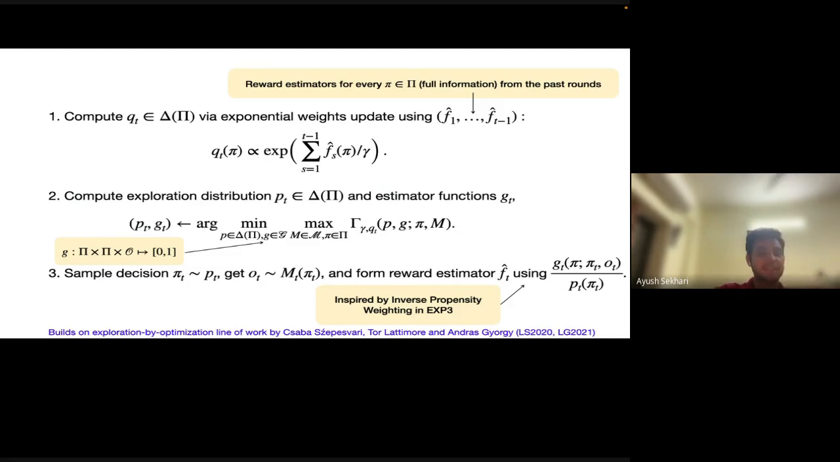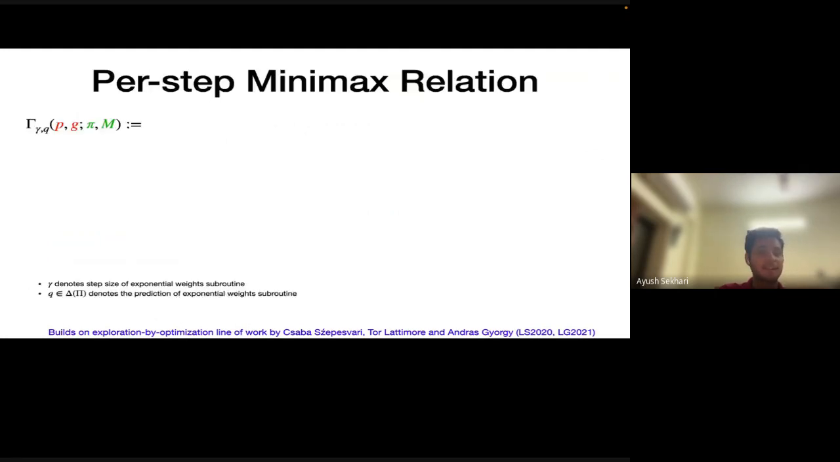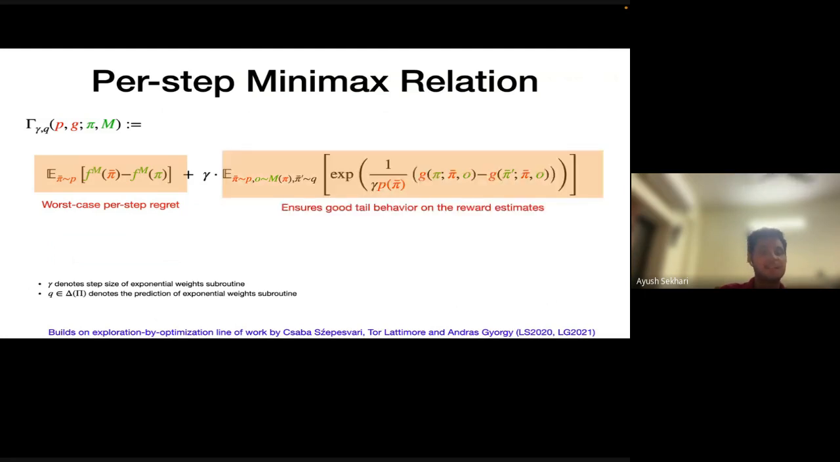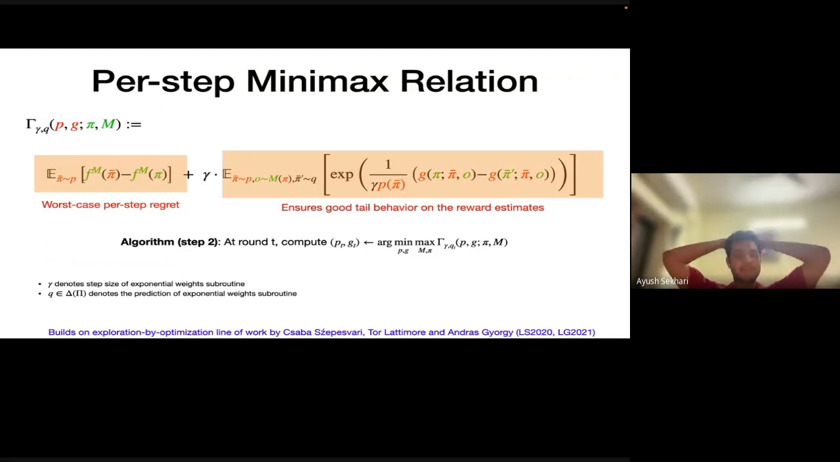Now, on the next slide, I will just flash what this per step optimization problem gamma is. In particular, this gamma has a big expression, but it's simple to interpret. The gamma consists of 2 parts at a high level. The first part corresponds to worst case per step regret. And the second part ensures that the functions G that we are dealing with have good tail behaviors on the reward estimates. As we mentioned before, this expression is parameterized by Q and gamma. And at every round, we plug in the Qt to solve this min-max problem and get a PT and GT.